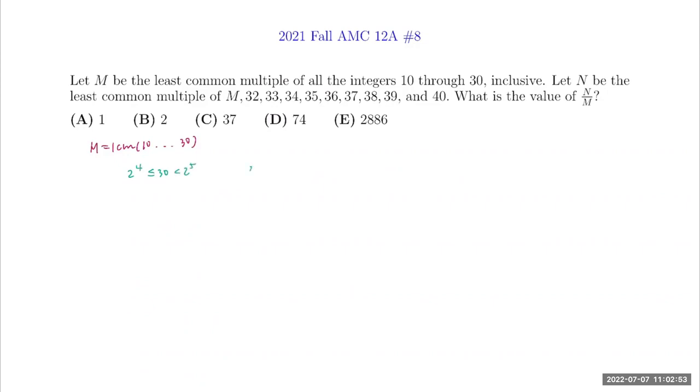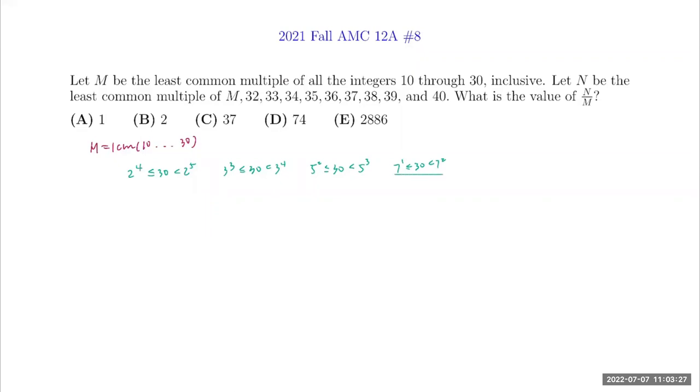We also know that 3 to the power of 3 is less than or equal to 30, which is 27, and it's less than 3 to the 4th. For 5, we consider 25, which is 5 squared, and we know that is the greatest. And then we see 7. 7 to the first power is 7, whereas 7 squared is too big already. That means all the other prime numbers greater than 7 will reflect these same conditions as 7.